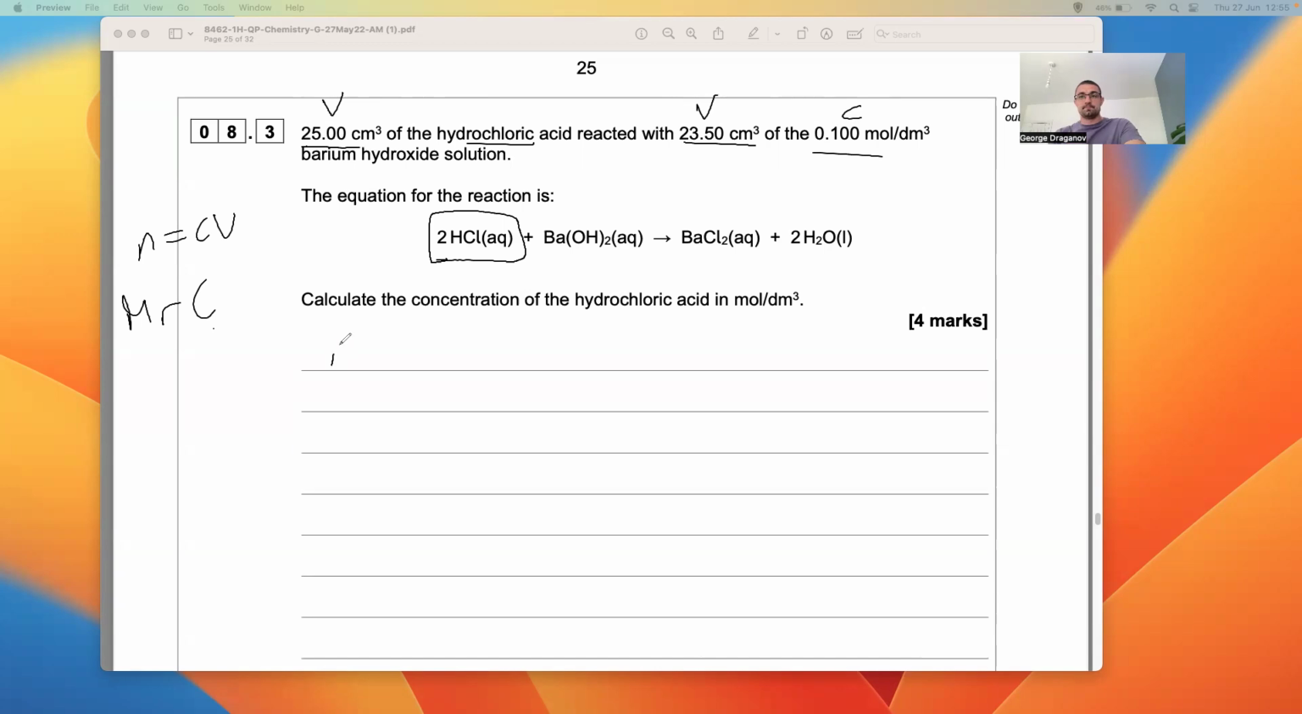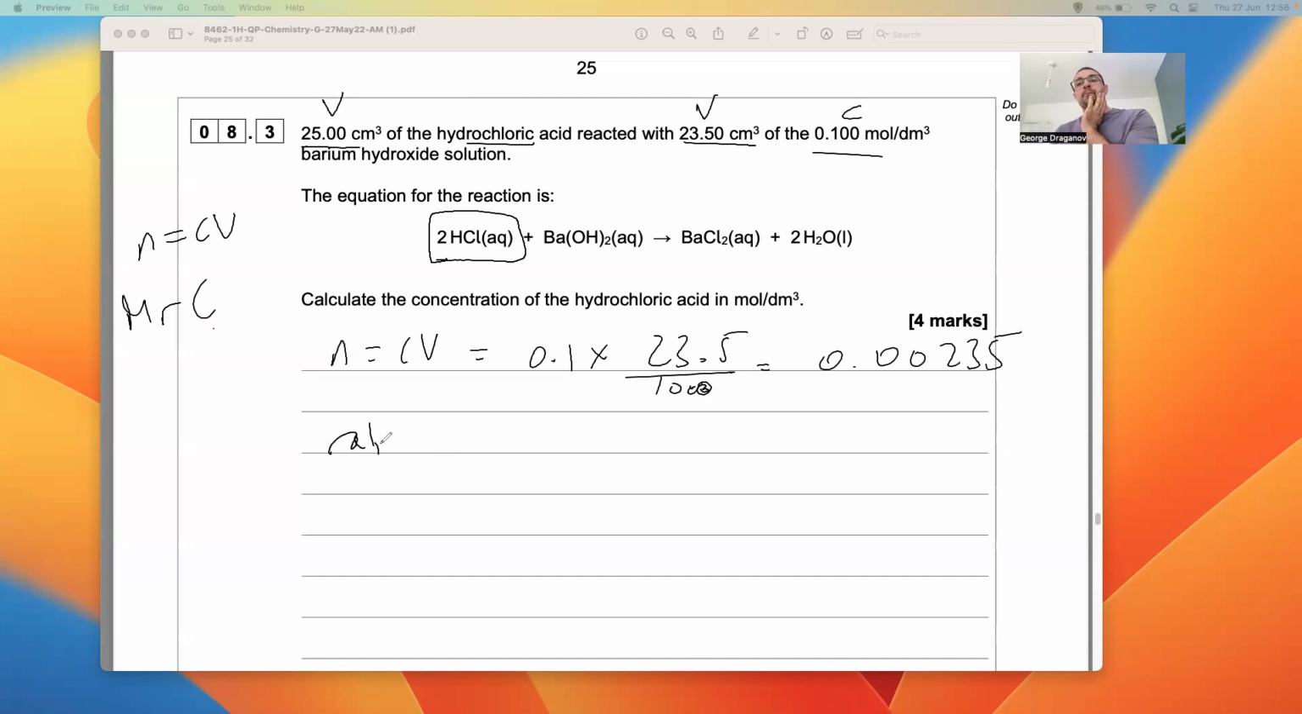Step one is moles. Moles can only be worked out for this one, not this one. You can't do this one directly because you only know one piece of information. Don't get confused and start doing mass over Mr because this is not mass. So concentration is 0.1 times 23.5 over 1,000 because it has to be decimeters cubed. So when you do this, you will get 0.00235 moles. Don't do any rounding.